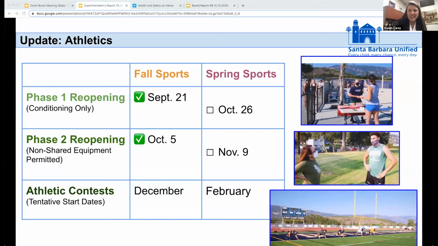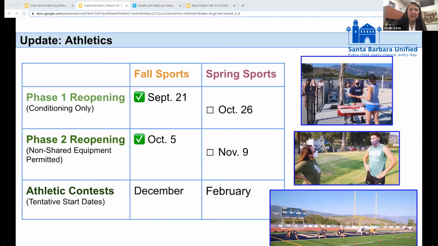Hopefully everyone's had a chance to see some of the highlights and the footage that really helps to see the visuals associated with some of that activity taking place, and to hear from our athletic staff. We are looking to begin phase 1 reopening for spring sports later this month on October 26th. And provided all continues to go well, as we have seen so far, we will be shifting to phase 2 within a couple of weeks after that for spring sports.